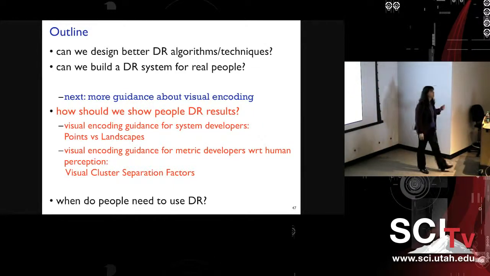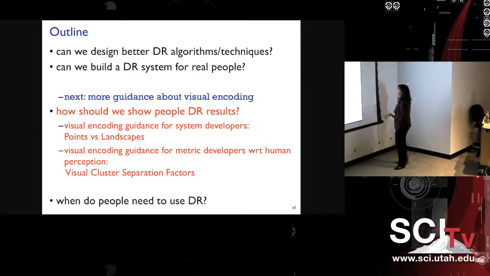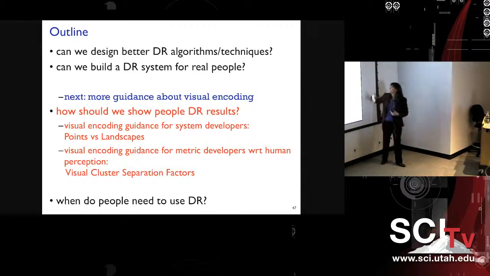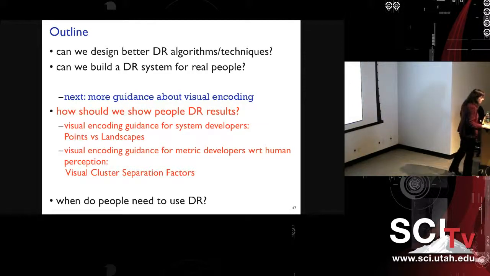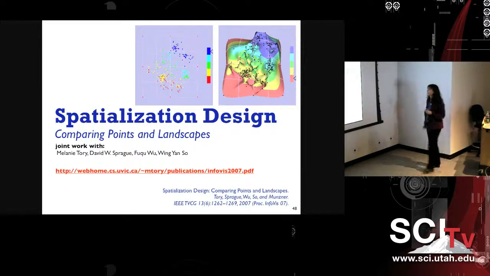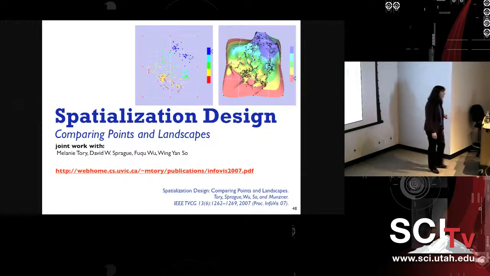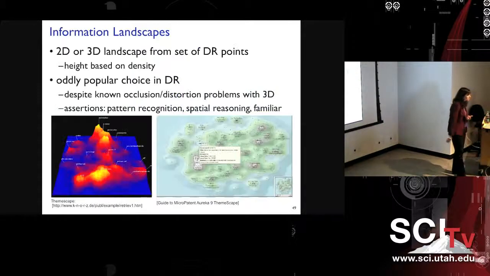One question is, if you're the developer of a system, how should you actually show that reduced data, and also understand if you're the developer of a metric, there have been some that were proposed that were stating that they were capturing the characteristics of human perception that turned out to actually be not so well guided. So let's look at these examples. This was some work with Melanie Tory and some of her later students, David Sprague, Fuchu Wu, and Ming-Yen So. And it was about this question of looking at dimensionally reduced data.